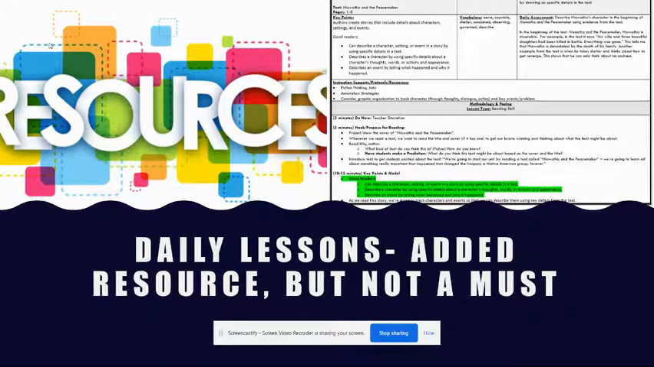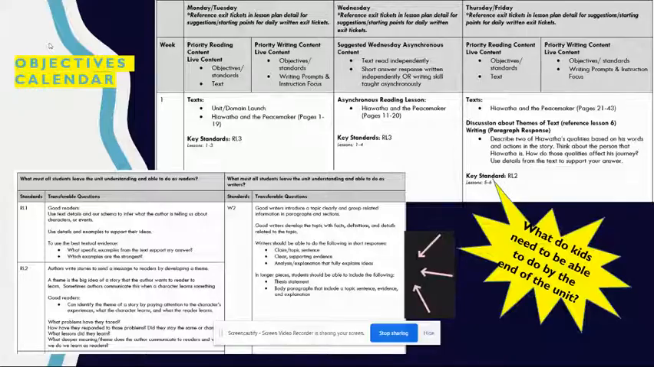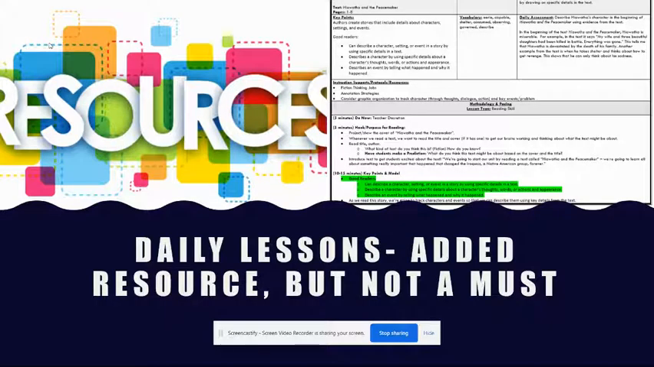So we just finished talking and going through our objectives calendar and what's going to shift and what looks different about that. But then also, we're going to get into looking at our daily lessons. These are added resources, but not a must. As you will remember, like I said before, we're going from units that are 37 days. We cannot do every single lesson. So the work that's in those larger daily lessons are there.